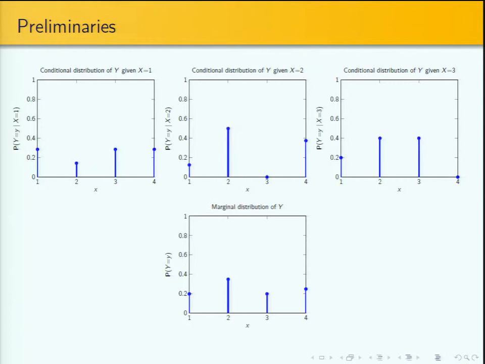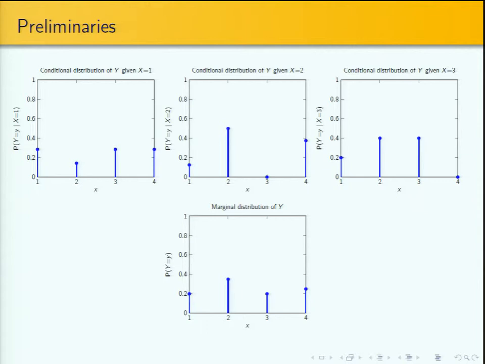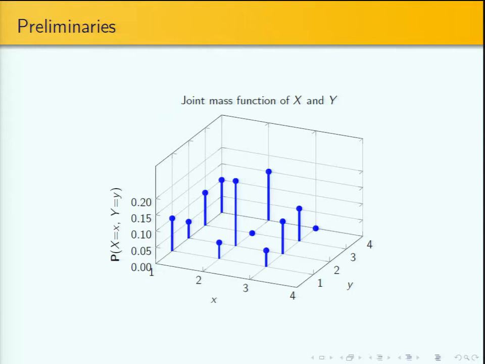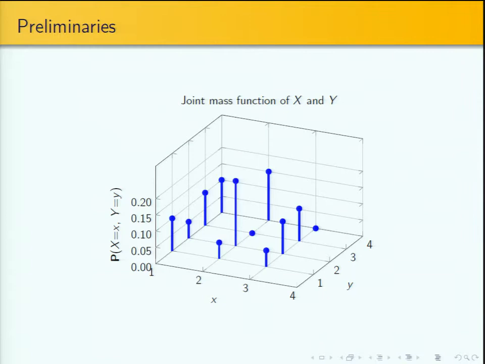What is this? The conditional distribution of Y given X equal to 1. How did I find that? Can anybody say? Just see this line, that's what I have plotted there. There is a small change: you have to renormalize it. Even though the relative heights are maintained, it is not the same height, because the total must be one. If you take a particular column, it won't sum to one, so you have to renormalize. Same way, X equal to 2, and X equal to 3.